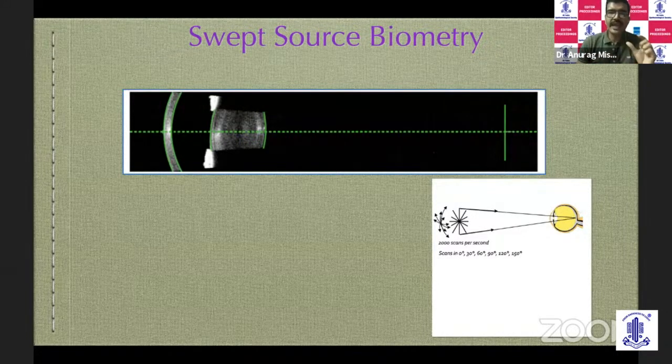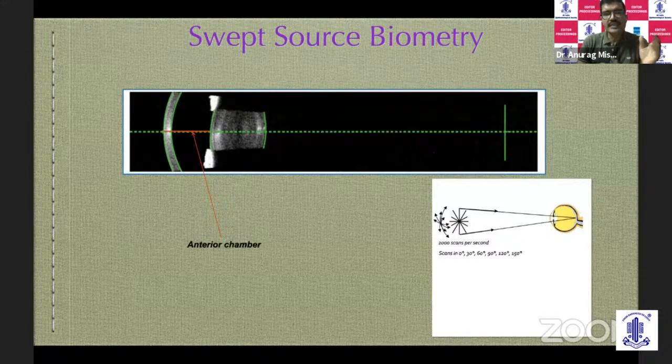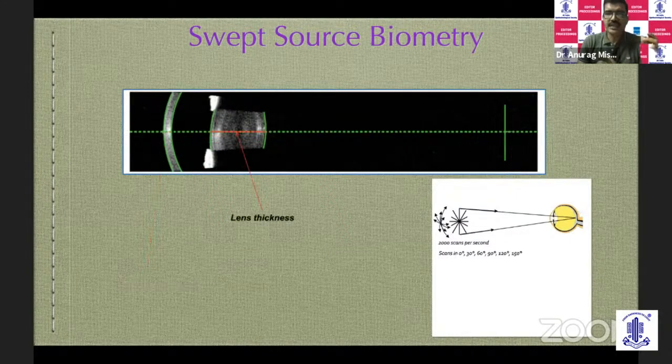In fact, it also gives us an AQD, which is the distance between the endothelium of the cornea and the anterior lens capsule. Comes in very handy when we are planning a phakic IOL. It gives us an axial length. It gives us the central corneal thickness, pachymetry, and it also gives us the lens thickness. So all these measurements are possible with the SSOCT.